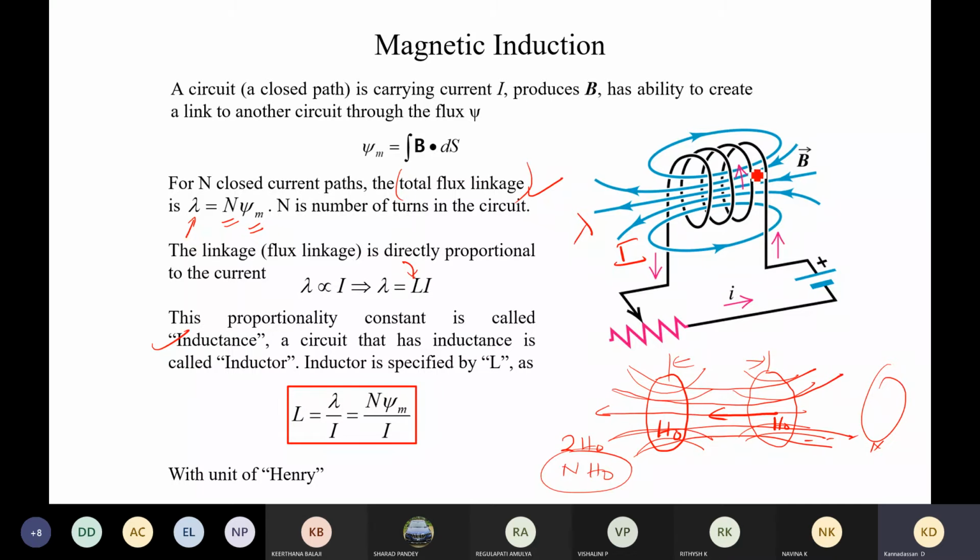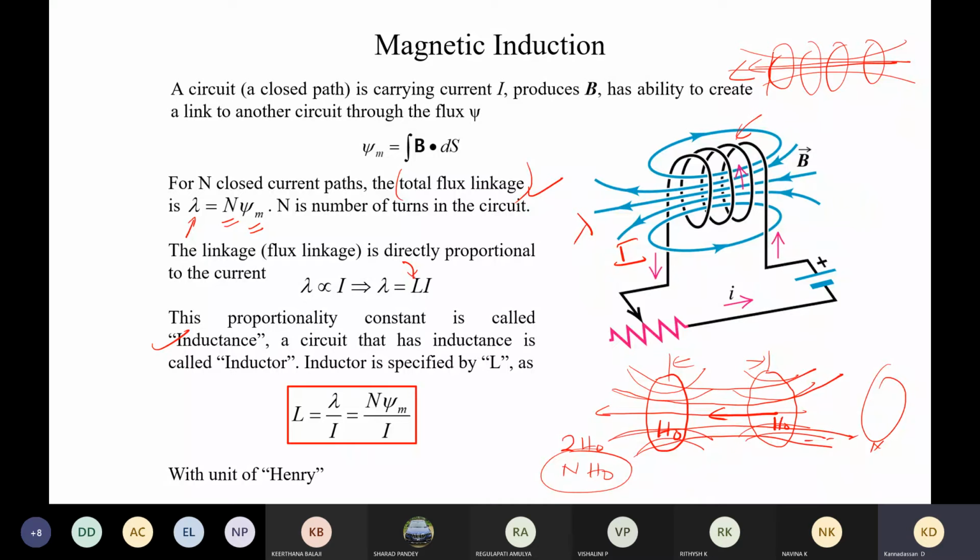The most proper one is the helical structure. We can see that many loops are along a vertical axis, all connected, so the currents are more or less the same, and at least at the center you will get a strong magnetic field, and you will get the overall magnetic flux linked this way. This phenomenon is often referred to as the linkage, and this proportionality constant is named inductance.